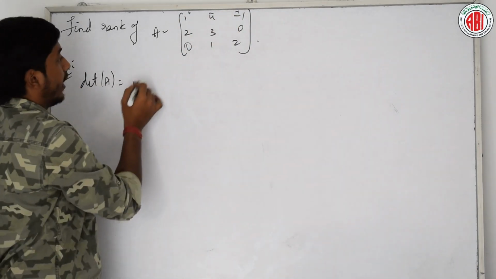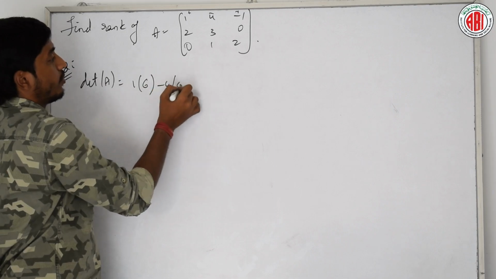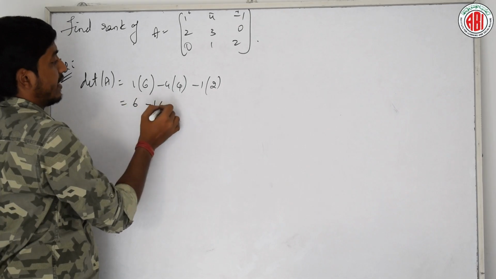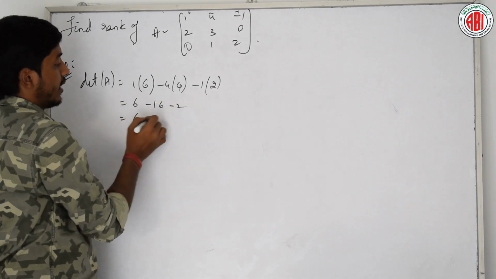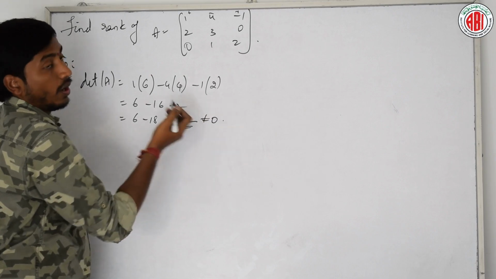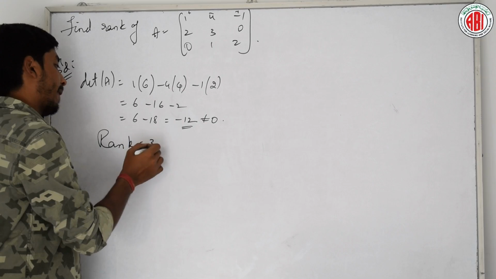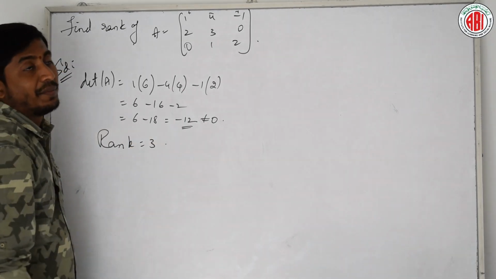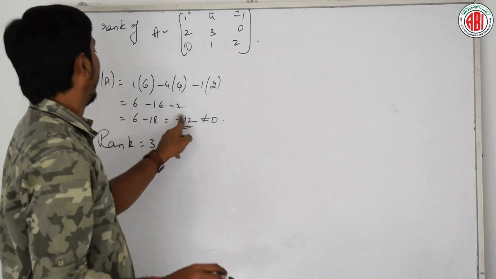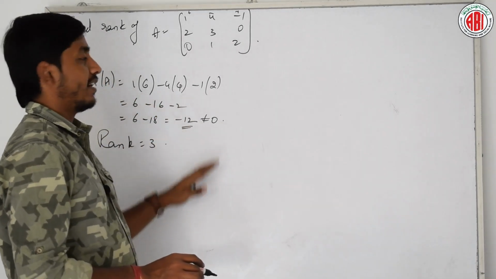Okay. 1 into (3 twos are 6 minus 0) minus 4 into (2 twos are 4 minus 1 into 2), that is 6 minus 16 minus 2. 6 minus 18, that is minus 12. Is it 0? Obviously it is not 0. Therefore the rank is 3. Why? Because it is a non-singular matrix.